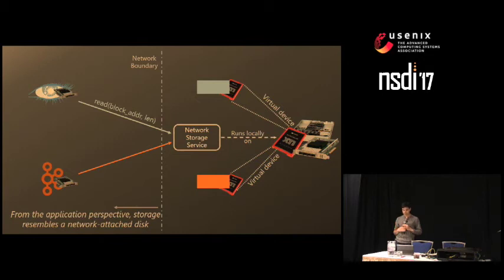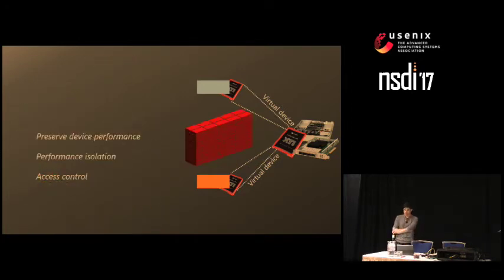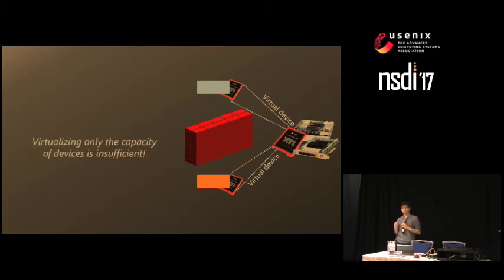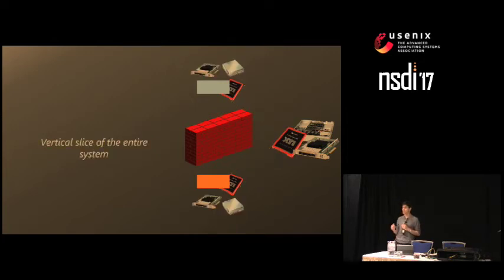And from the application perspective, this is what I mean. This is a traditional network-attached storage device, and it works over a TCP-based RPC library. Clients can link against a client library that we have. From the runtime perspective, though, virtual devices need to be isolated and need to preserve the performance of the underlying device. And because modern storage devices and NICs are extremely fast, virtualizing only the capacity is insufficient. We need to ensure that there are adequate CPU and NIC resources to make sure that requests can be served to clients in a timely manner.